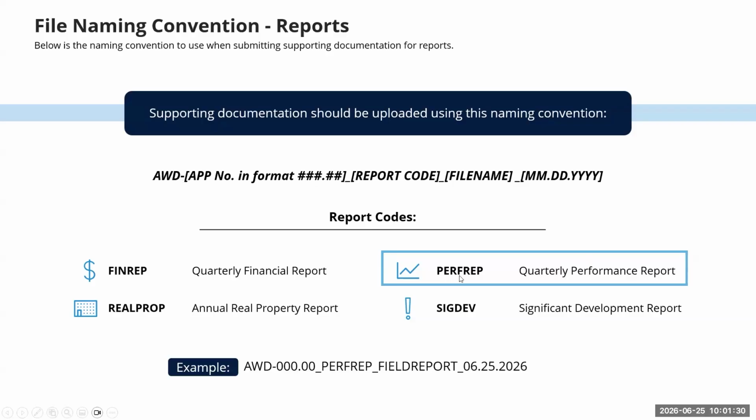So it's PERFREP, as well as a file name that you use. It could be field report. It could be anything that is capturing the essence of the file. Lastly, you'll see the month, date, and year using that format. So you can see an example of that naming convention here below. With that, we will shift back to the TxEF portal.